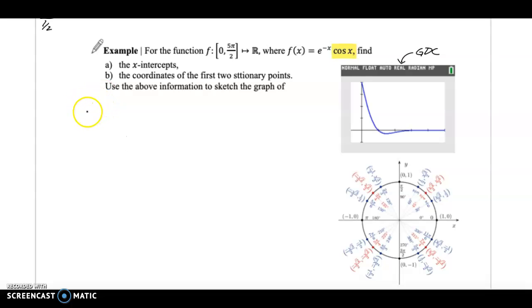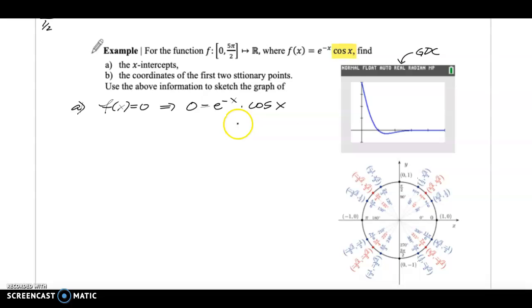So the first few things here are pretty straightforward. If I wanted to find A, we want to find where it x-intercepts. Well, that's just f of x equals 0. That implies 0 equals e to the minus x times cos x, right? So if we just look at this, right?